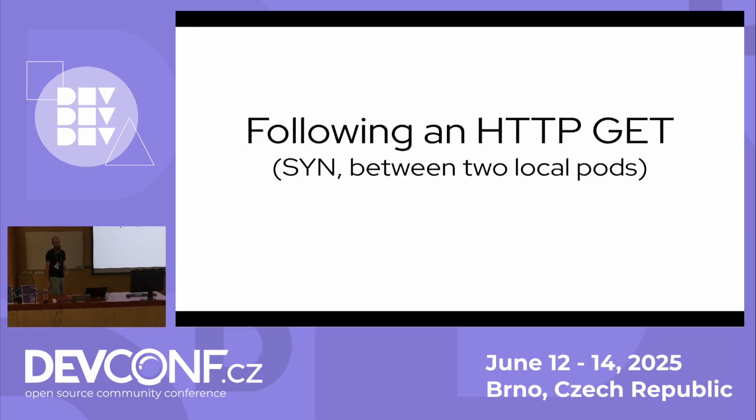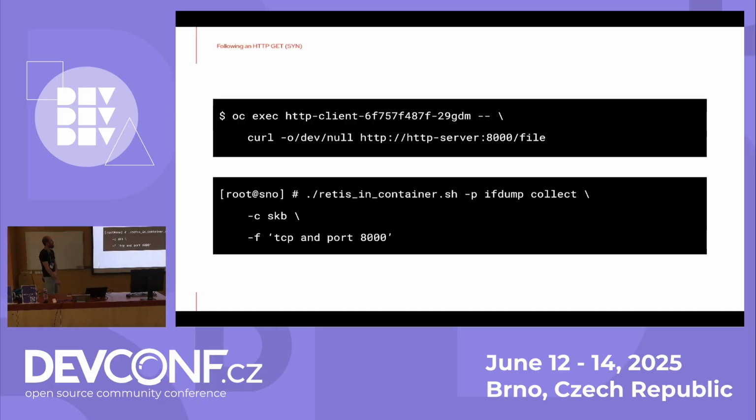Okay, that was the introduction. Now what we want to do is follow an HTTP GET, so that will be a TCP connection. To make things easier, and also because it's logical, we'll start by following the first packet, which will be the SYN packet. So step one, we'll be making our HTTP request from the HTTP client pod. We are using the service name, so that will resolve to the service IP. This is not the pod IP. I should maybe have used a different name.